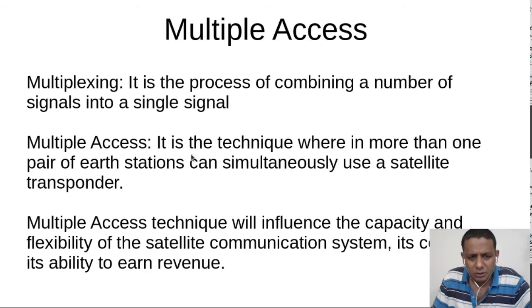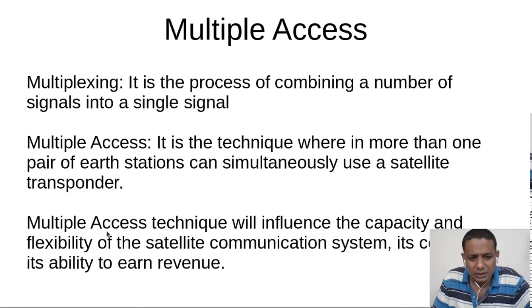And multiple access. Multiple access is a technique wherein more than one pair of earth stations can simultaneously use a satellite transponder. That is, one transponder is there in the satellite, and so many earth stations are sharing the transponder. That is multiple access. So many earth stations are associated to the satellite.